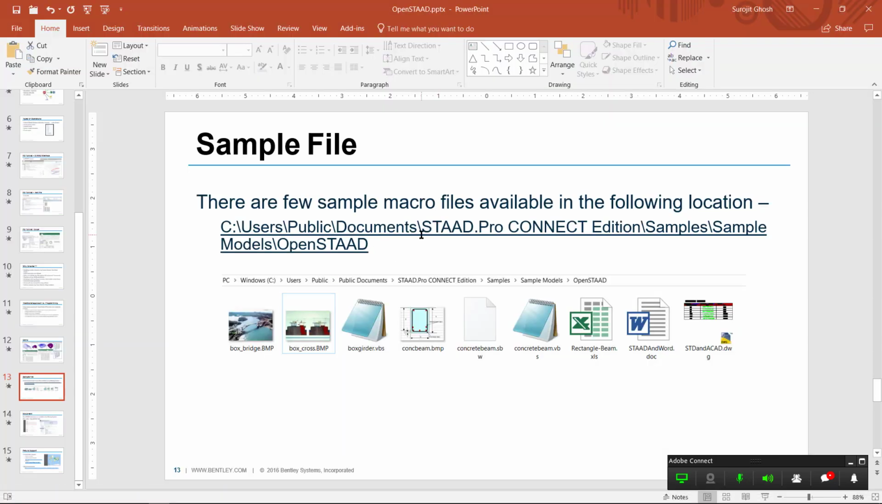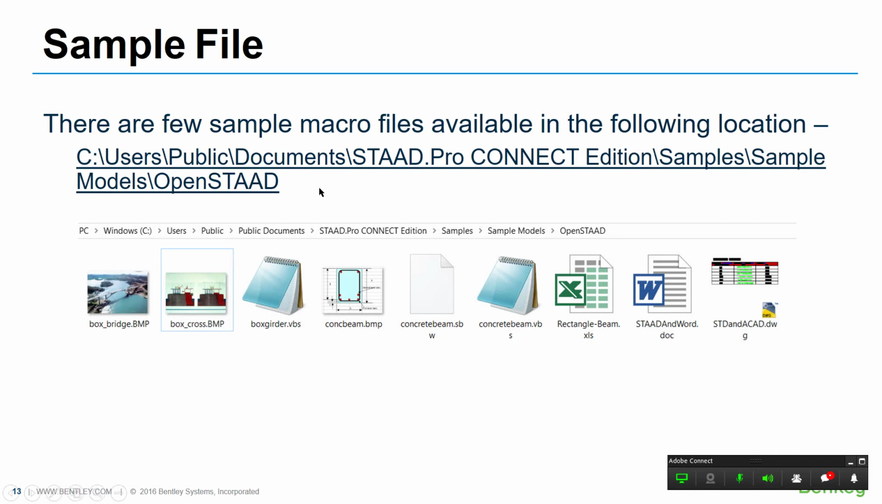I don't have much time left for this session, so I'll quickly go back to my presentation slide. If you are interested in using OpenSTAAD functions, here is where you can start. There is a location where we have some sample files: in the public documents, where the sample files of STAAD are available. You can find an OpenSTAAD folder there where the sample files are located. You can start your work by just reviewing what is written there and what functions have been used.